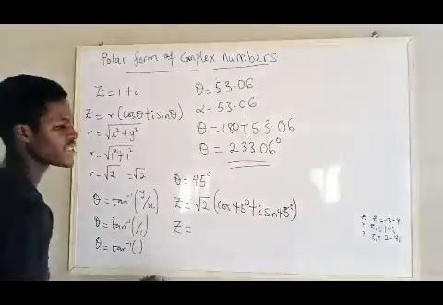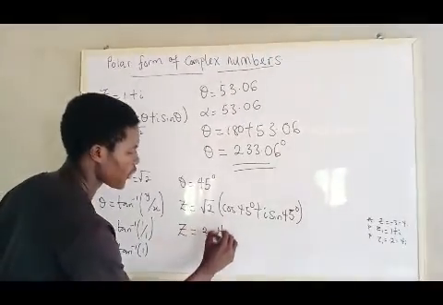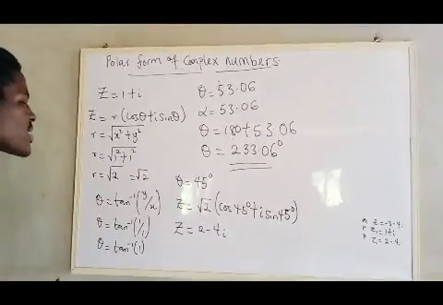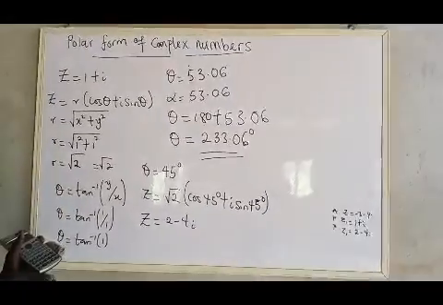You can also go ahead and try this particular example. Let's say I have z to be 2 minus 4i. Try this example and give me the answer in the comments section.